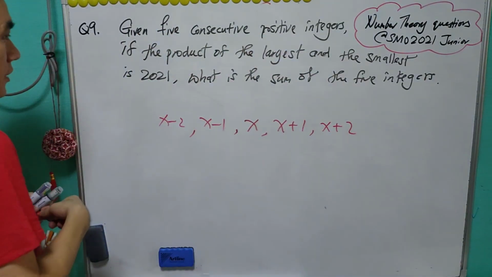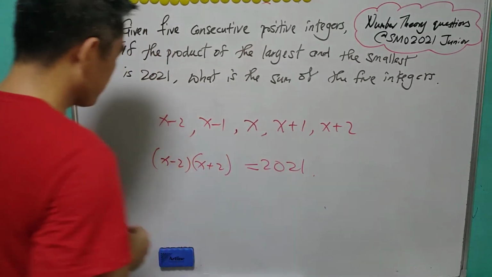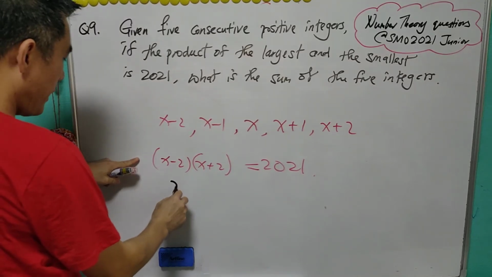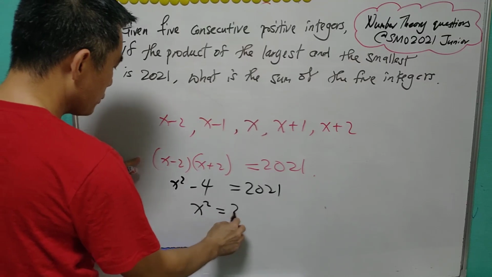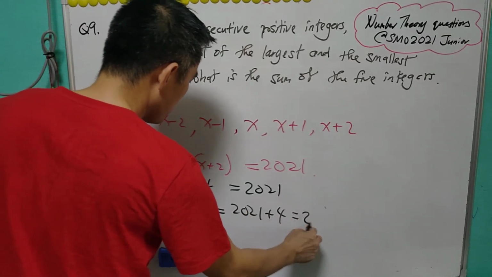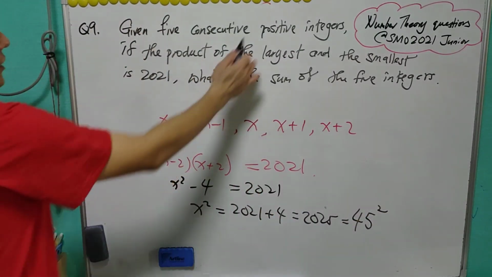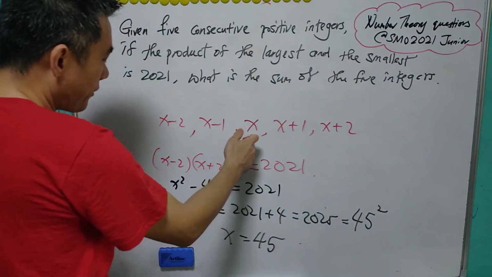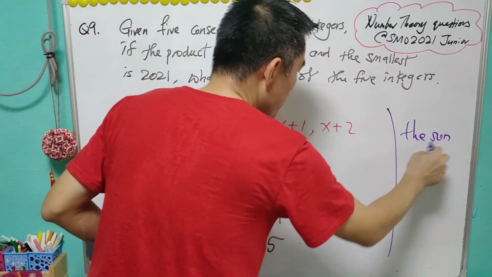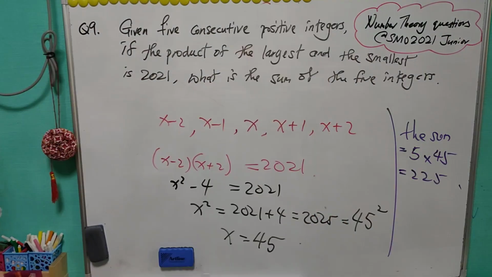From the condition, the product of the largest and the smallest is equal to 2021. So this will be x squared minus 4 equals 2021. x squared equals 2021 plus 4, that is 2025, and it is equal to 45 squared. Since it is a positive integer, x will be equal to 45. Since x is at the middle of the 5 consecutive integers, the sum will be just 5 times 45, that is 225. Therefore, 225 is the answer for question 9.